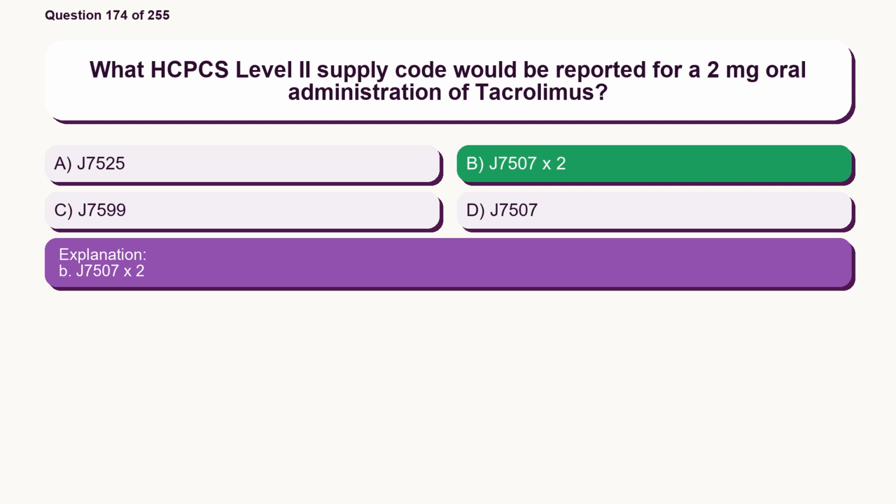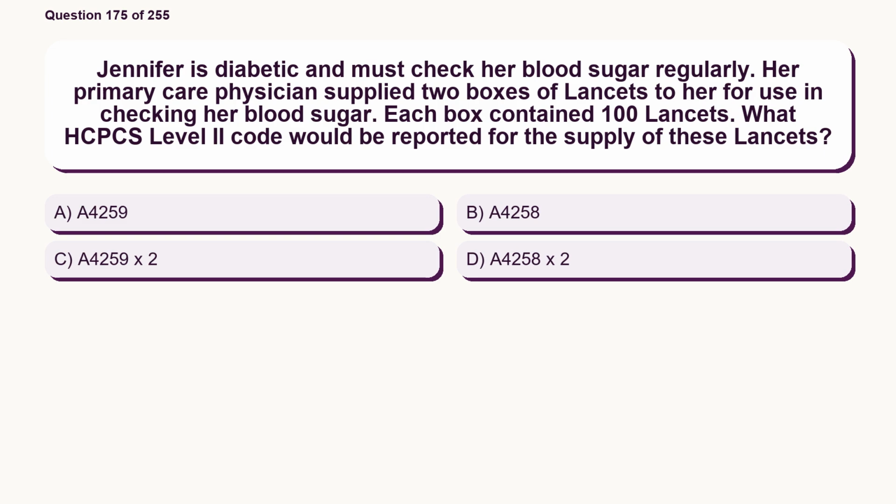Question 175. Jennifer is diabetic and must check her blood sugar regularly. Her primary care physician supplied 2 boxes of lancets to her for use in checking her blood sugar. Each box contained 100 lancets. What HCPCS Level II code would be reported for the supply of these lancets? Option A, A4259. Option B, A4258. Option C, A4259X2. Option D, A4258X2. The correct answer is option C, A4259X2. C, A4259X2.